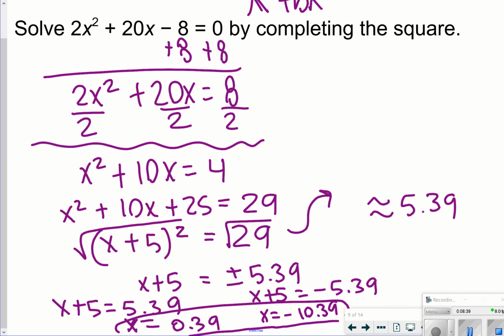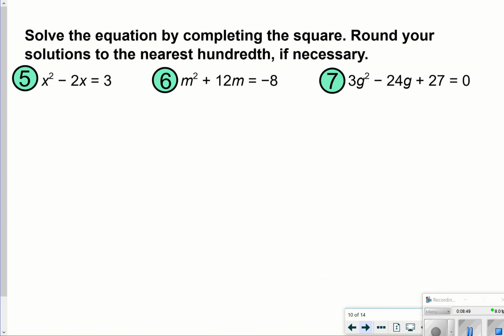So in this case, I still had to get in the form of x squared plus bx, so there's just two extra steps I had to do here, but still following the same exact thing you saw on the previous page. So let's go and try 5, 6, and 7. It says round your solutions to nearest hundredth if necessary, so whenever you get to a square root that's not perfect, just make sure you're rounding to the hundredths place. So let's go ahead and pause here, try these on your own, and once you're done, click play.